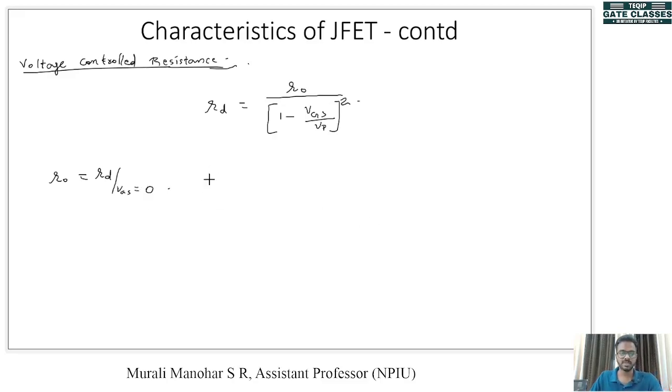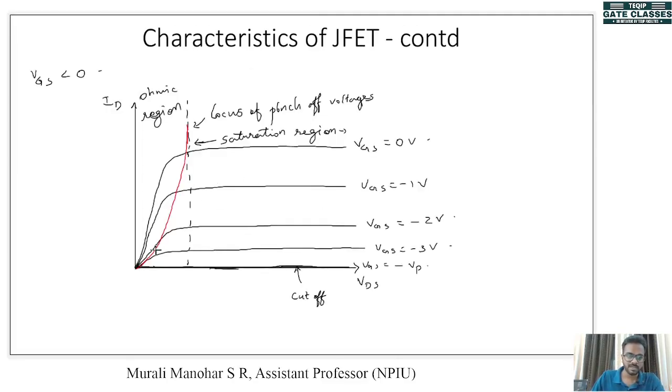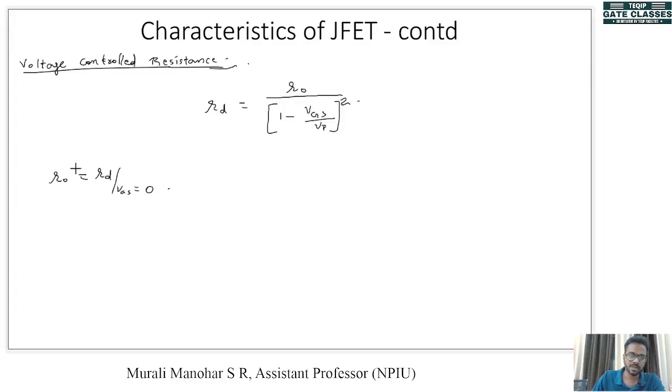When VGS is equal to 0 volt, what we get here, that is this resistance, is R0. We can show it here. If we take the slope of this line, that will be the reciprocal of this resistance. So take the slope, then take the reciprocal, you will get R0. And this RD can now be calculated using this equation.